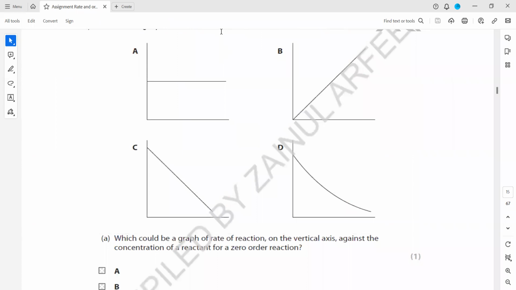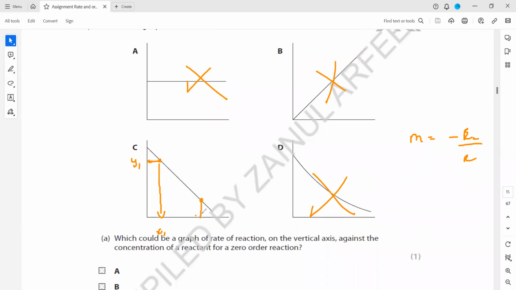So this cannot be because it's a horizontal line, meaning the gradient is 0. So either B can be an answer, or C can be an answer. D cannot be because it's not a straight line. B can be answer or C, but why not B? Because B is having a positive gradient. When we compare with the equation, the gradient is minus Ea over R. So this is having a negative gradient because when you take the first point on the x-axis, that will be x1. This will be y1.